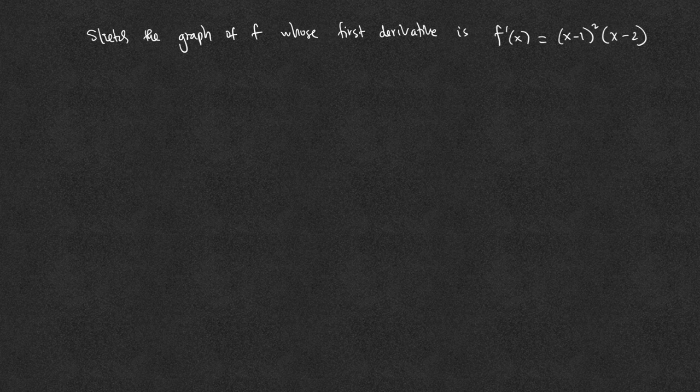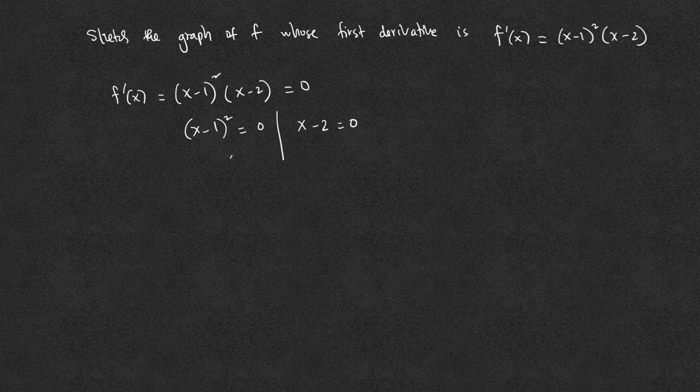First, we set the derivative equal to 0 to find the critical points. This will be the cut points when we construct the sign charts as well. Set f prime equal to 0. This product is 0, so each of the factors can be 0. We set each factor equal to 0 and solve for x. We see that x equals 1 and x equals 2. These are the critical numbers as well as the cut points.